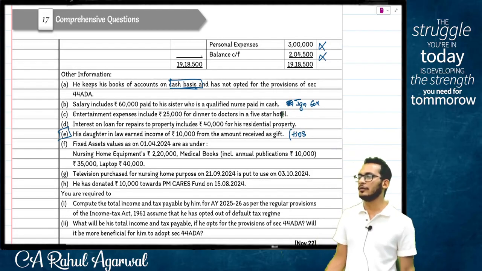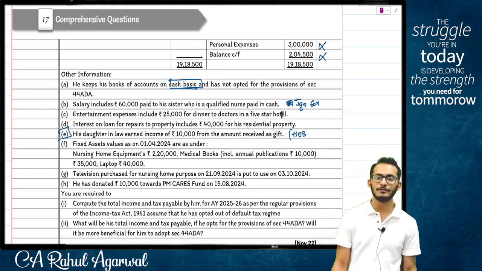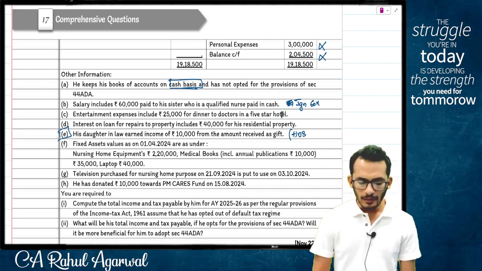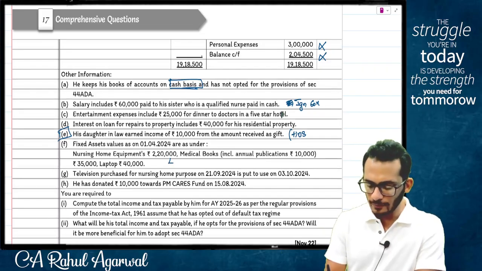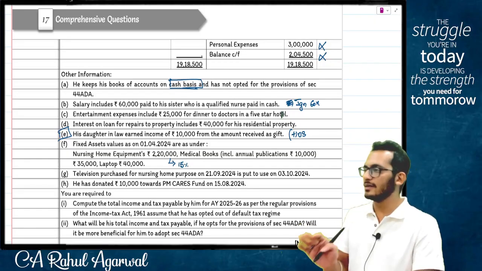It just says income, people. I don't know which head to put it under, and there is only one garbage. Fixed assets value on 1st April are given to you. Nursing home expenses of 2,20,000 are allowed a depreciation of 15%.